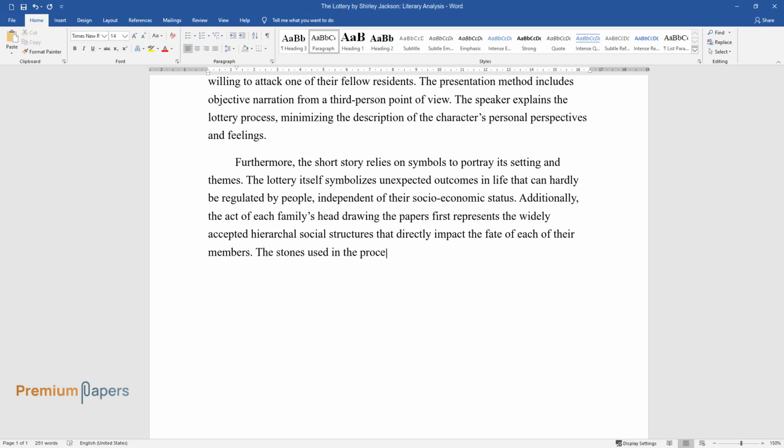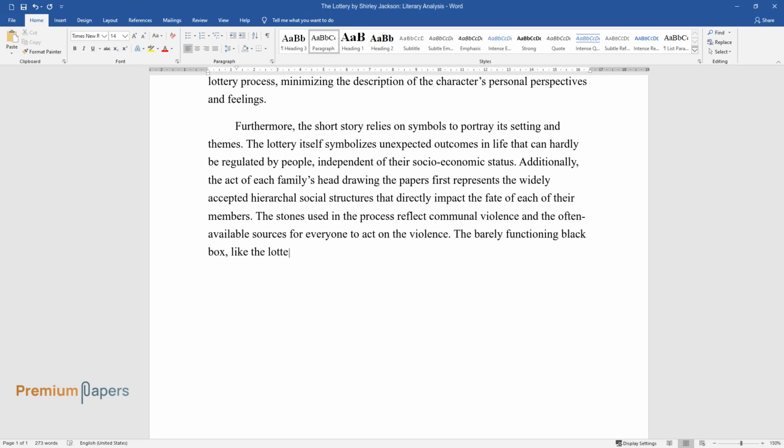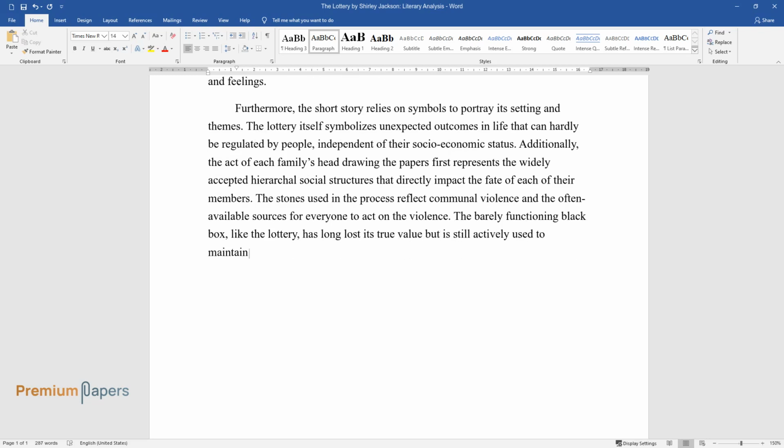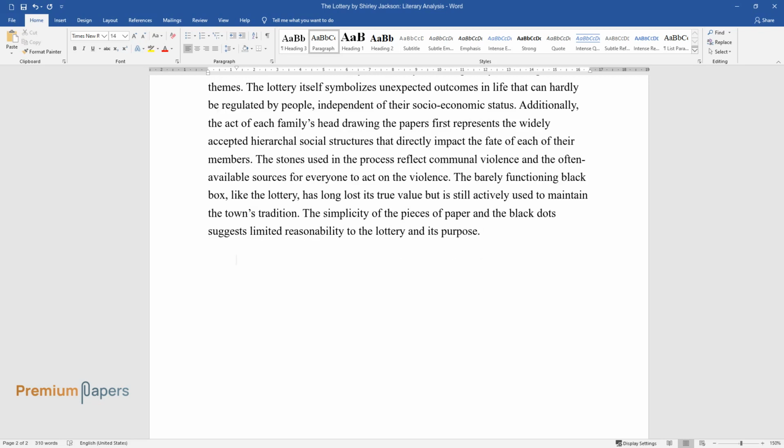The stones used in the process reflect communal violence and the often available sources for everyone to act on the violence. The barely functioning black box, like the lottery, has long lost its true value but is still actively used to maintain the town's tradition. The simplicity of the pieces of paper and the black dots suggests limited reasonability to the lottery and its purpose.